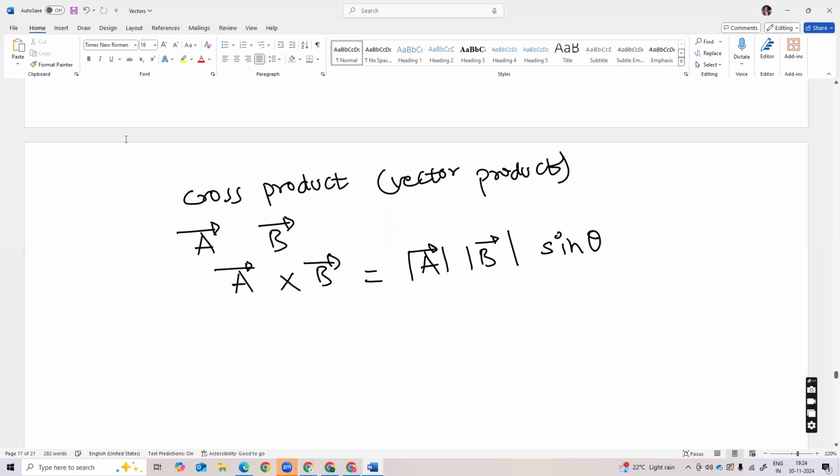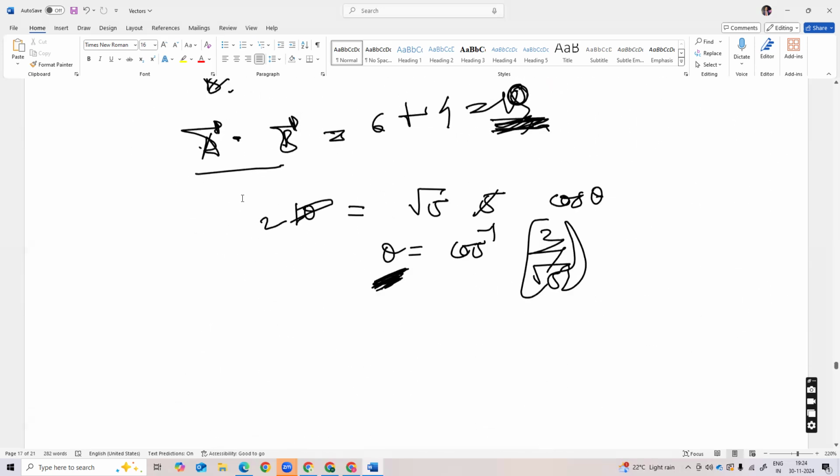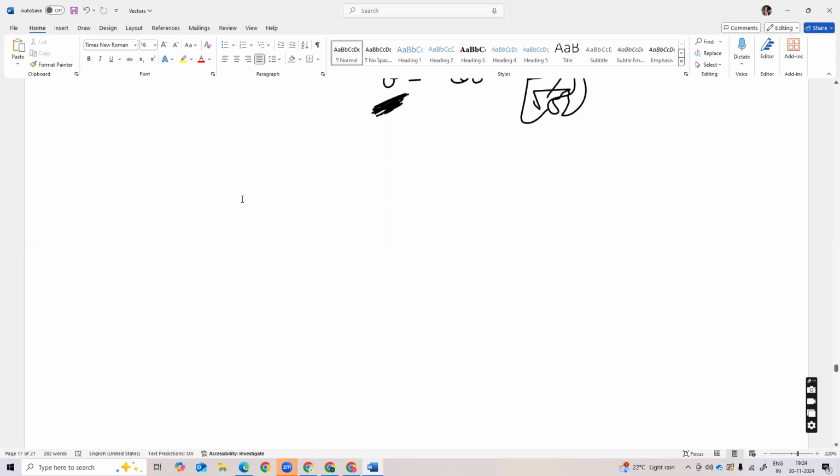Here I forgot to tell you one thing, why it is significant. When we find out the work, work is basically dot product of force into displacement. You will get some scalar value, some scalar here.